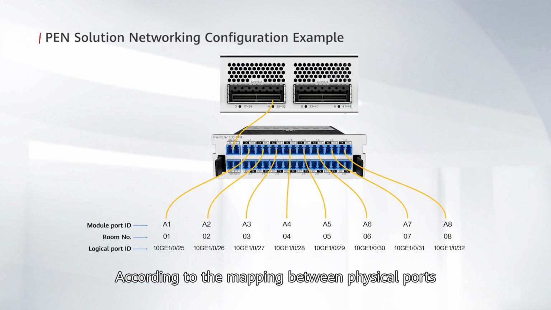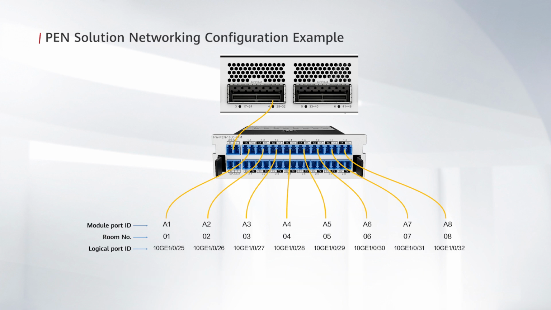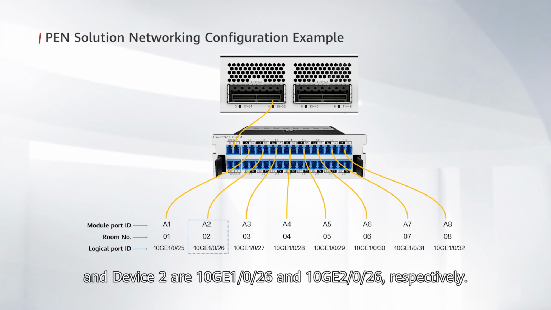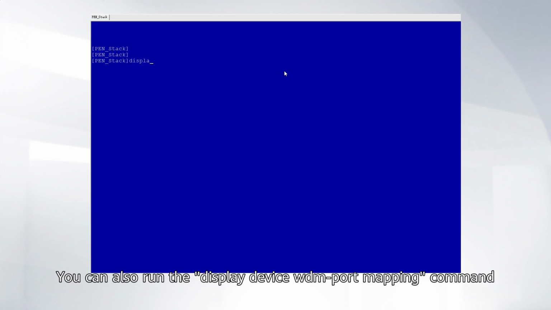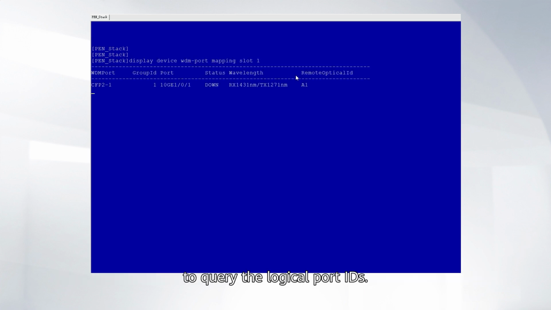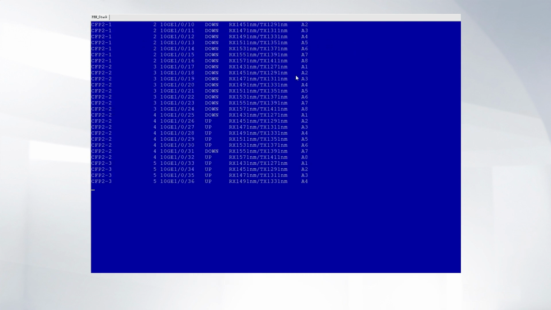according to the mapping between physical ports and the logical ports on the PAN mentioned earlier. The logical ports connected from device 3 to device 1 and device 2 are 10GE1026 and 10GE2026, respectively. You can also run the display device WDM port mapping command to query the logical port IDs.